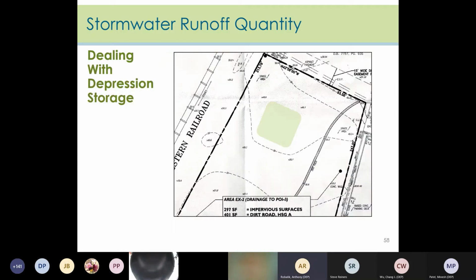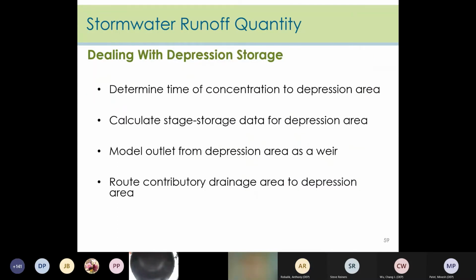So this is the one example of depression storage that was shown earlier. Had the reviewer conducted a proper review of the existing depression storage area, there most likely wouldn't be the issues that are there today. So the reviewer must review the time of concentration to the depression area, calculate the stage storage data for the depression area, model the outlet from the depression area as a weir, and route the contributory drainage area to the depression area.